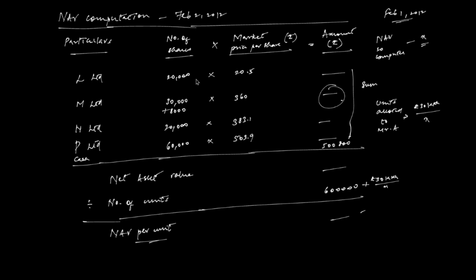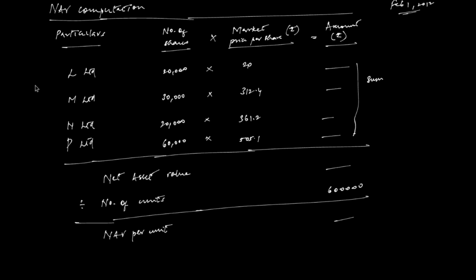So now we will multiply number of shares by market price per share and we'll get new figures, right? And we'll add all this and we'll get the new net asset value. Is there any change in number of units here? No, there is no change in number of units. So we'll get NAV per unit as on Feb 2, 2012. Okay, so this is how we are going to do. Now let us find the answer.